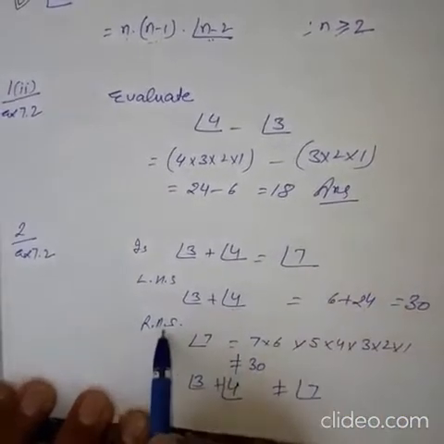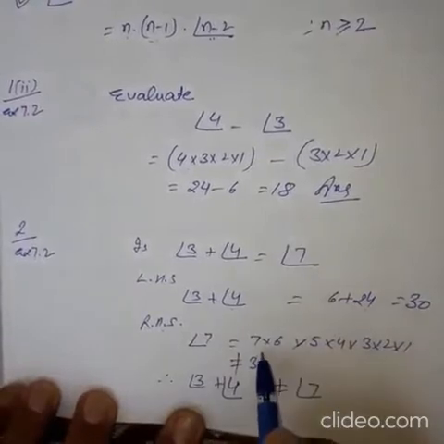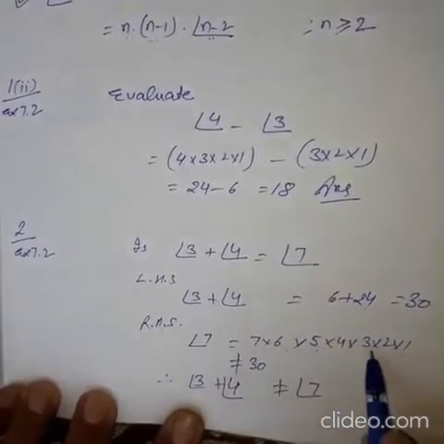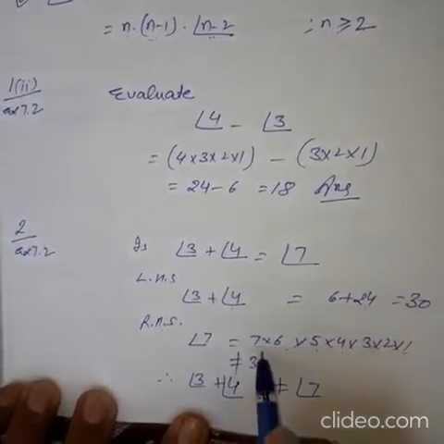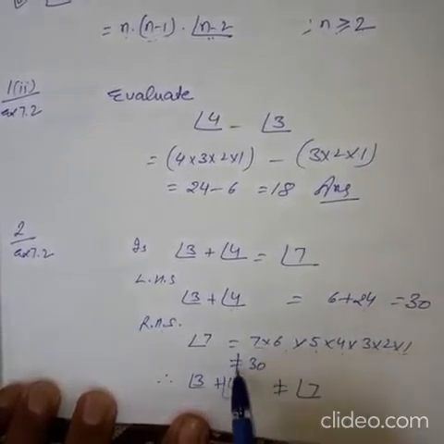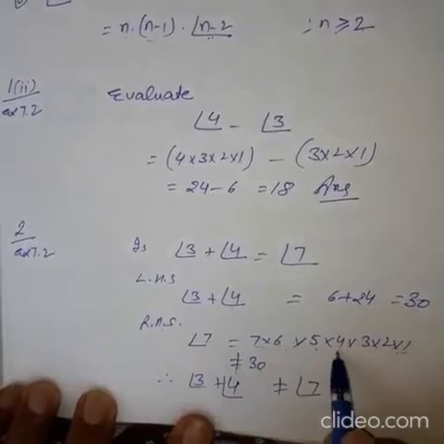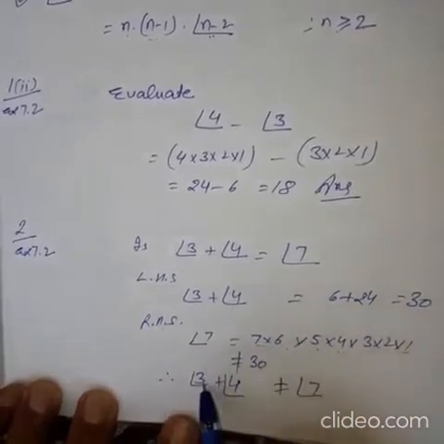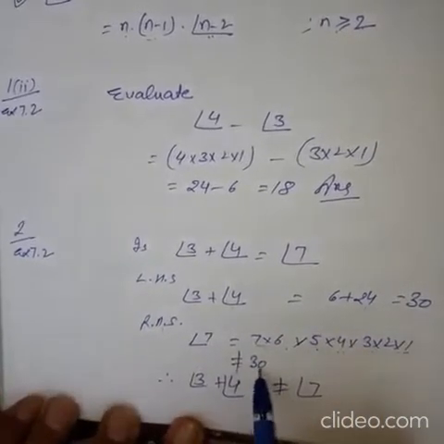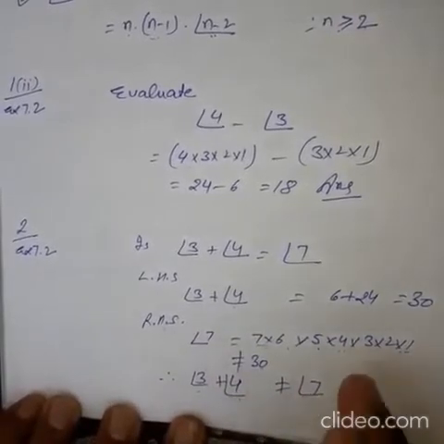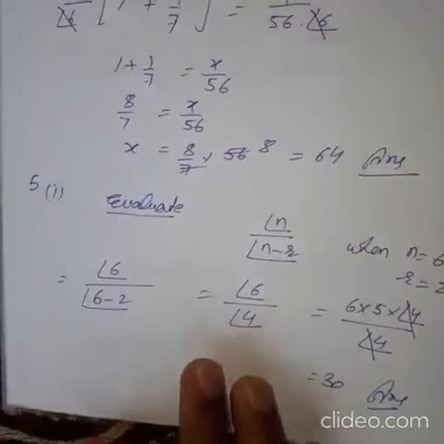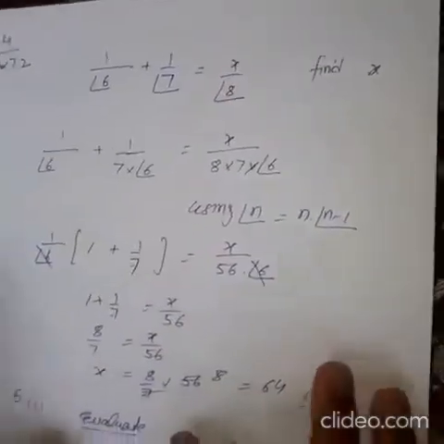Now solve right hand side. 7 factorial means 7 into 6 into 5 into 4 into 3 into 2 into 1, the product of first 7 natural numbers. If you multiply, it will not be equal to 30, it is much greater than 30. So that's why left hand side is not equal to right hand side. So therefore 3 factorial plus 4 factorial is not equal to 7 factorial. So you can prove it.